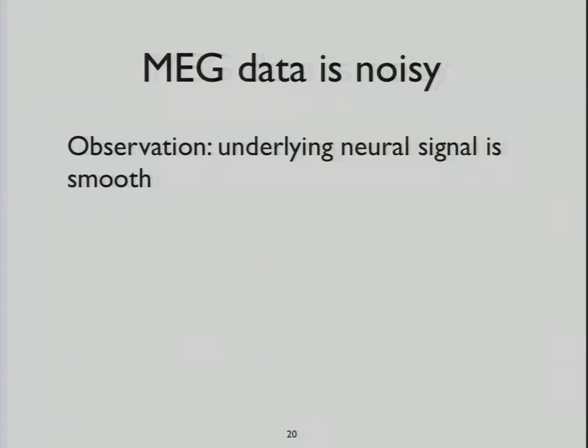So the observation we use to tackle this problem is the fact that the underlying signal is smooth. In order for the MEG machine to pick up your brain activation pattern, you need at least 50,000 neurons firing at the same time in the same direction. And so what we're actually capturing is some sort of population average of neural activity. If we could record it in a noise-free scenario, the recorded signal would be smooth.